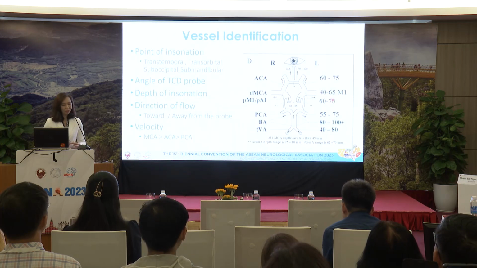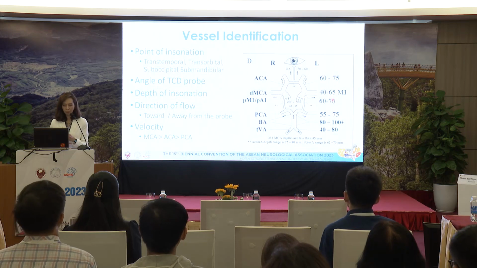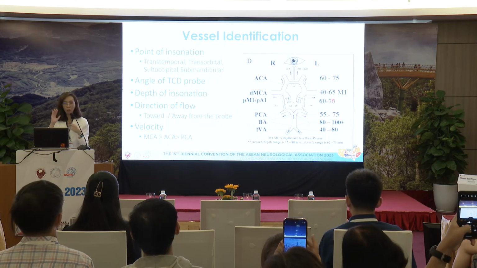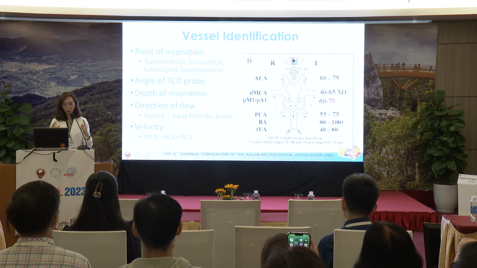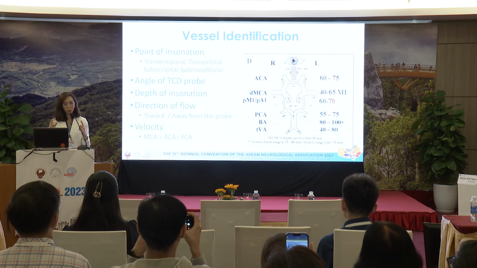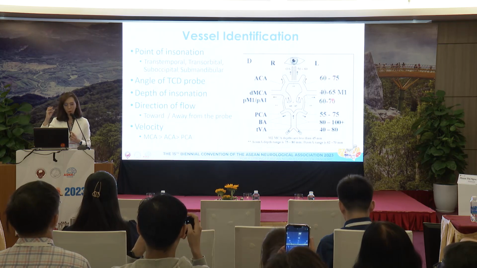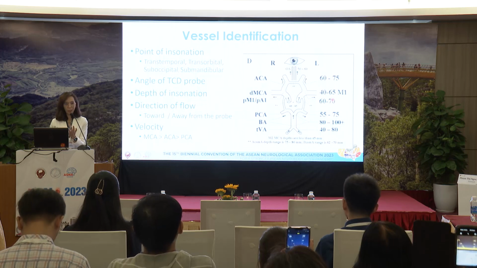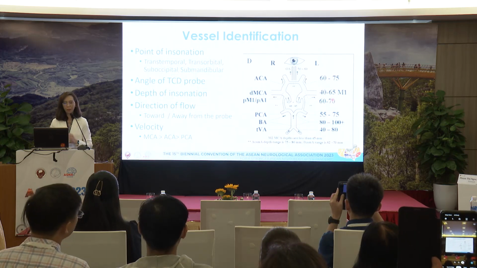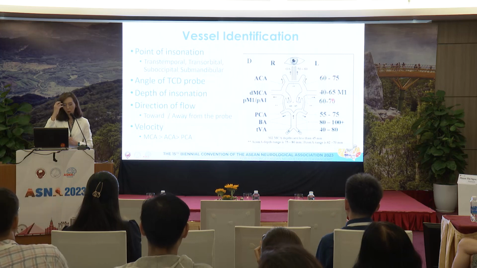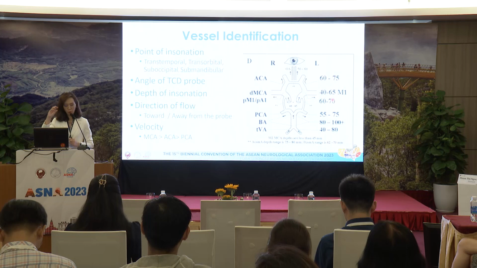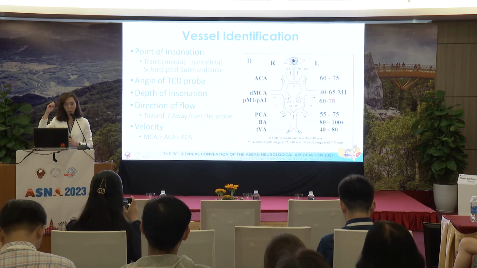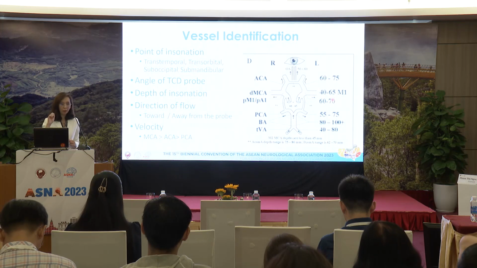So since it's blind, we have to identify the blood vessel. So how can we know which vessel we are looking at? So the first thing is which window you are looking at, right? So you have to know which window you are putting your probe on. When you look at the tracing, you need to find out which window you are looking at: transtemporal or orbital or occipital. And then the angle of the probe, it's just a minor movement of the probe that you will find the vessel. And the next one is the depth of the insonation.